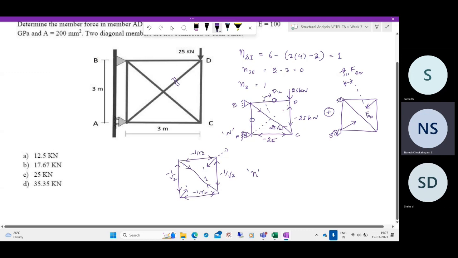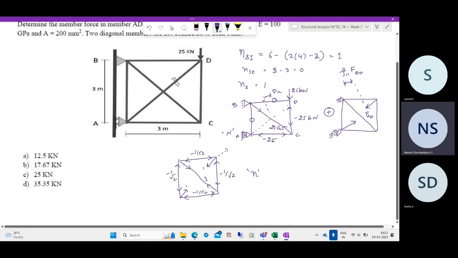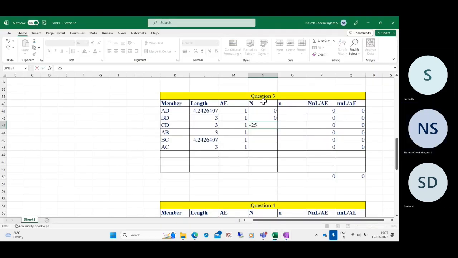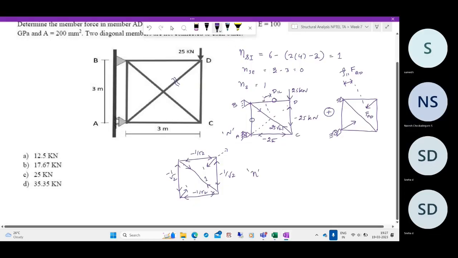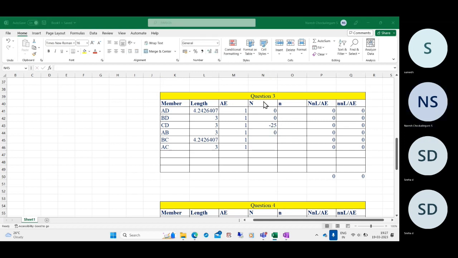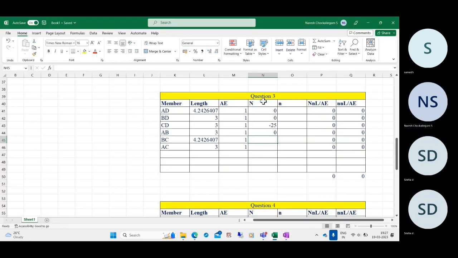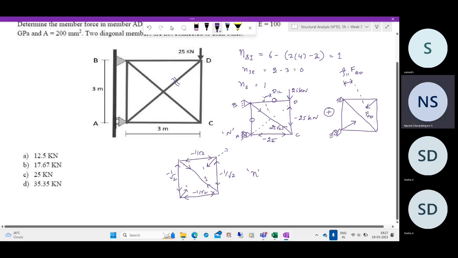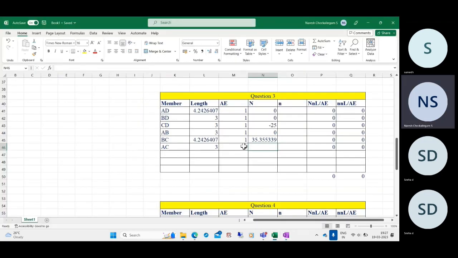And what is it in CD? It is minus 25. What is the next thing? AB is again 0. And in BC, it is 25 root 2. And then finally, what is the member force in AC? It is minus 25.